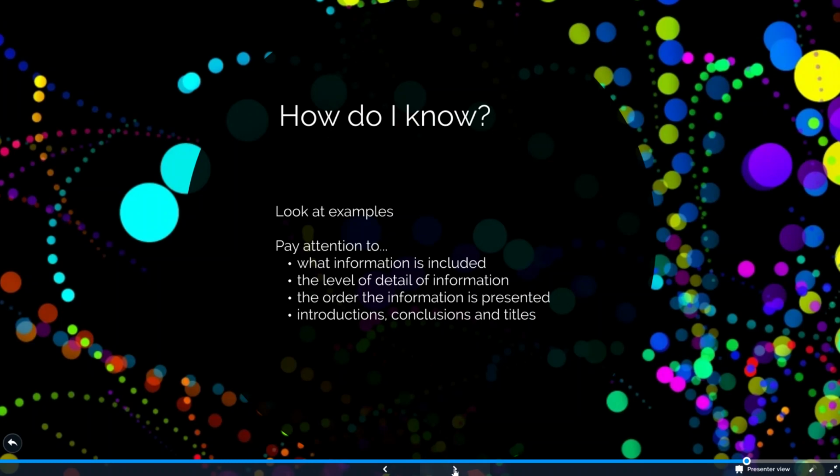So when you pull up examples, pay attention to what information is included, the level of detail of information, the order the information is presented, and things like introductions and conclusions and titles. Even though we tend to think of those things specifically to something like an essay, a lot of different genres have some form of an introduction and conclusion. They may just be done differently than an essay. So pay attention to these things and look at some samples, and you'll get a much clearer sense of how you can write your genre that you're choosing to do for this project.